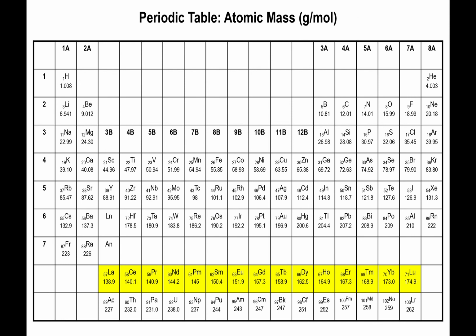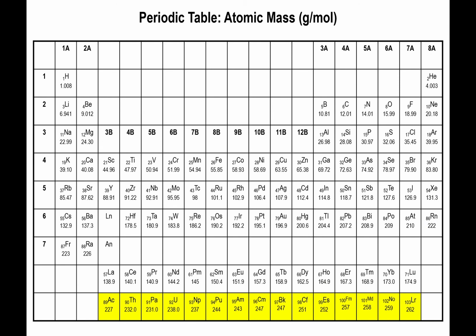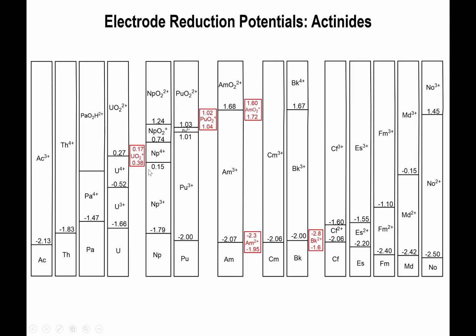Just for completion's sake, I've also included the diagrams for the lanthanides, which show a little less variety in terms of the number of redox events that can be obtained per element, and also of the actinides, which show a little bit more variety and a little bit more charges, especially for uranium, neptunium, and plutonium.